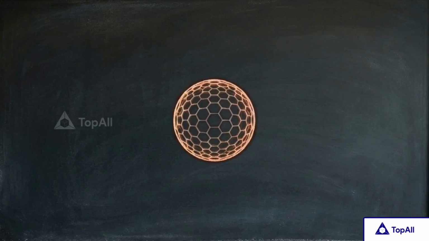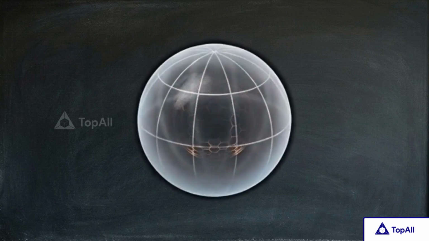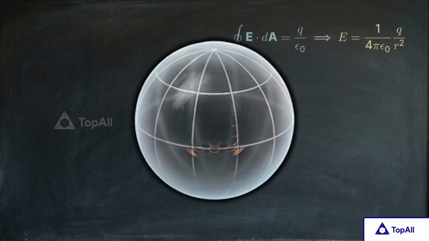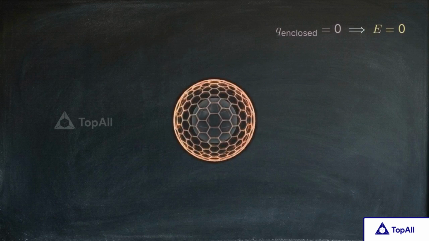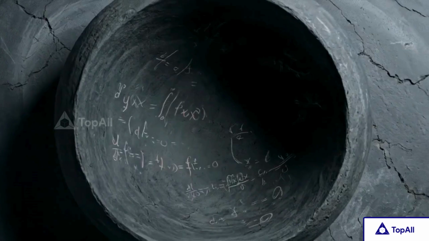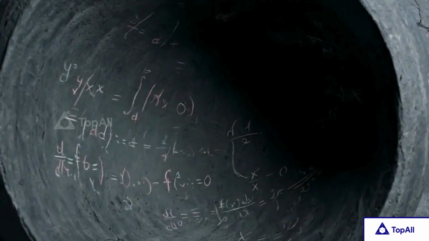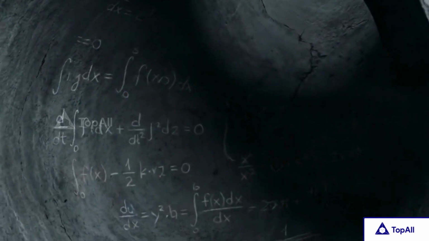To find the field outside, we draw a larger sphere around the shell. From this external perspective, the math treats the shell as if all its charge were concentrated into a single point at its very center. But what happens to the field inside the hollow shell? We shrink the Gaussian surface inward to find out. Because this internal boundary encloses zero charge, Gauss's law dictates that the electric field inside the shell must be zero.